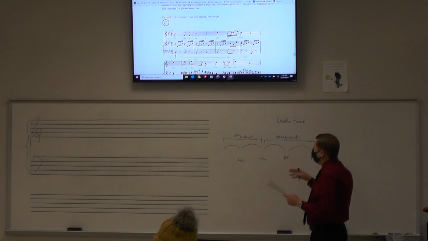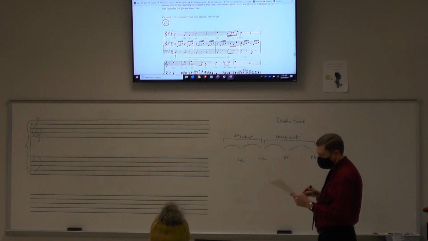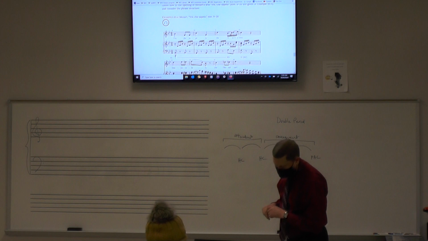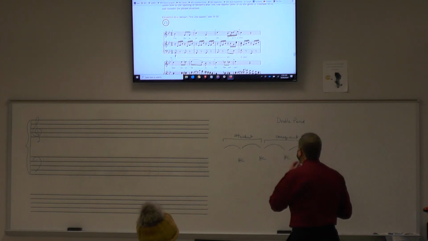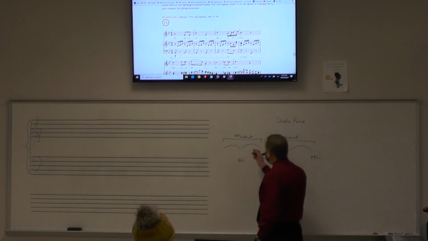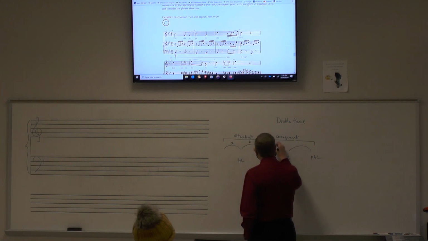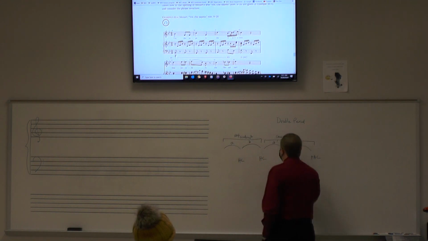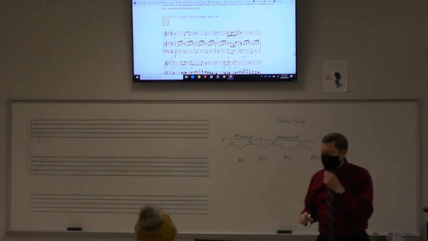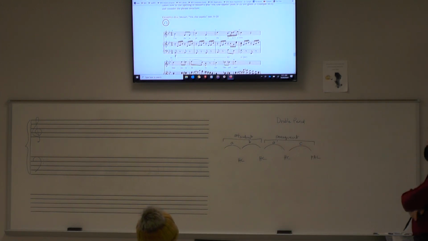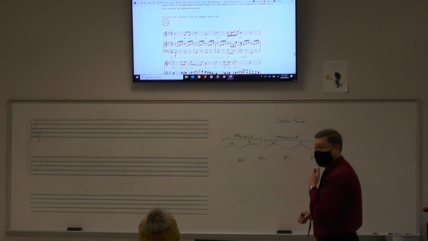Just like normal periods, though, double periods are called parallel or contrasting based on whether a lot of the material that begins the two halves is similar. So if I had labels for the phrases like A and B, and then I had A prime and C, what would you call that double period? Would you call it parallel or contrasting? Say again? Parallel. Yeah, I would say it's parallel.